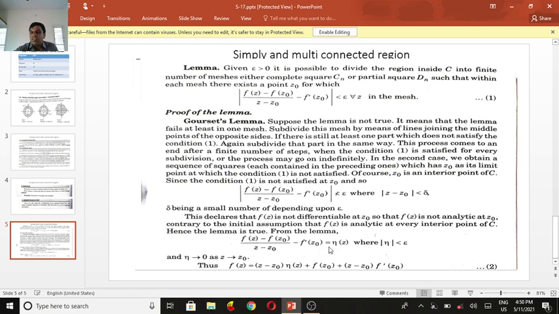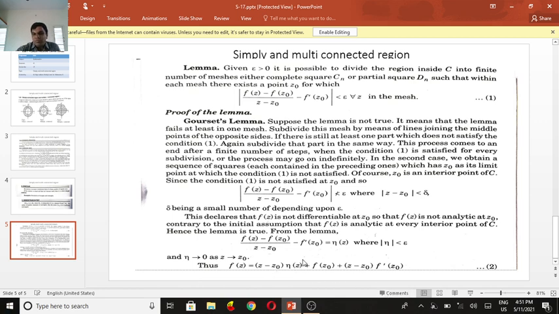So for (f of z minus f of z0) divided by (z minus z0), minus the derivative of f of z0, equal to mu of z, where the absolute value of mu is less than epsilon, mu tends to 0 as z tends to z naught. Thus, cross multiplying, f of z is equal to (z minus z naught) times mu of z, plus f of z naught, plus (z minus z naught) times the derivative of f of z naught.